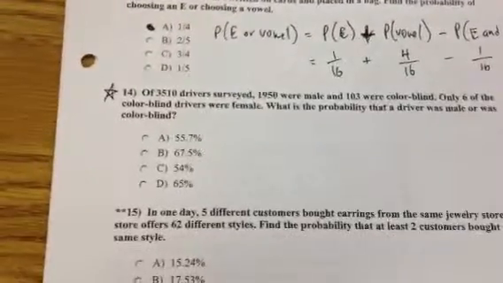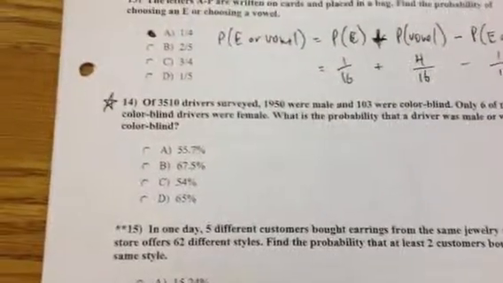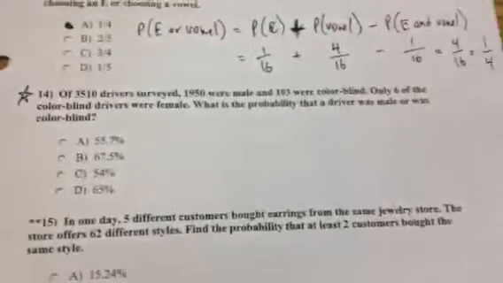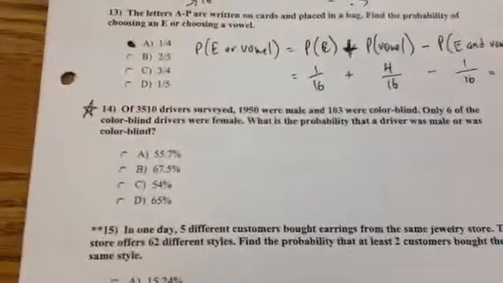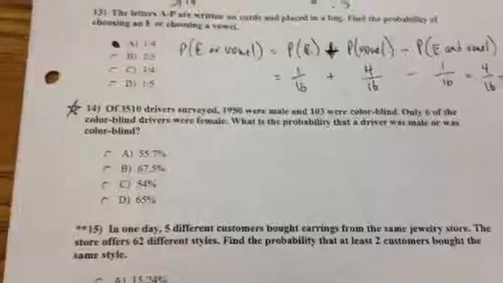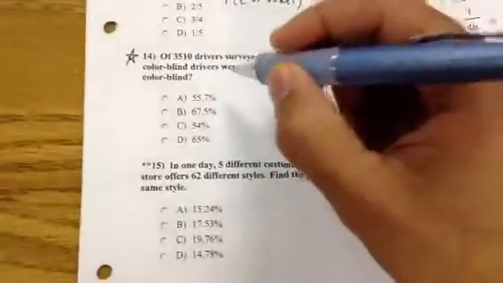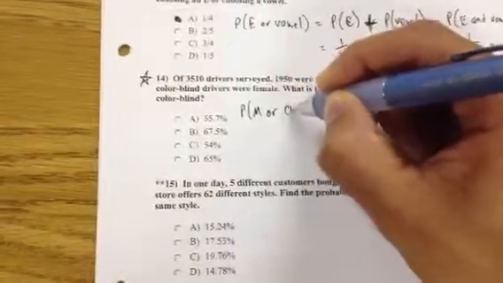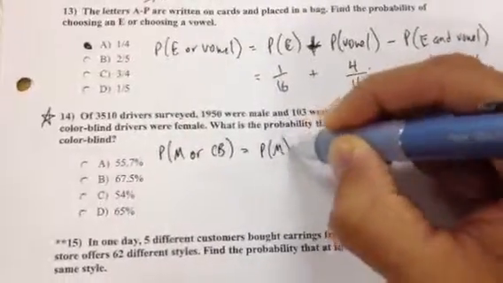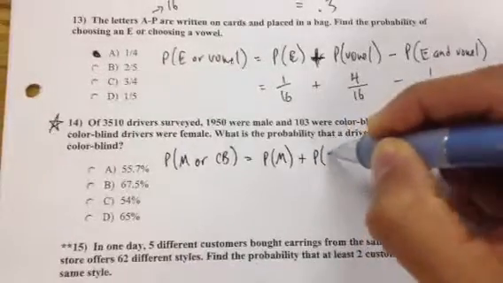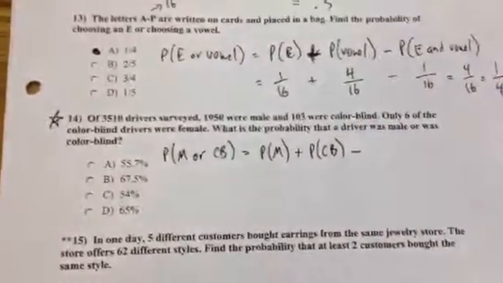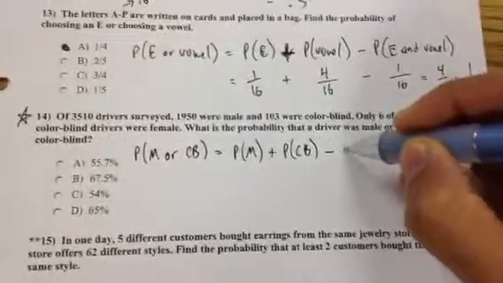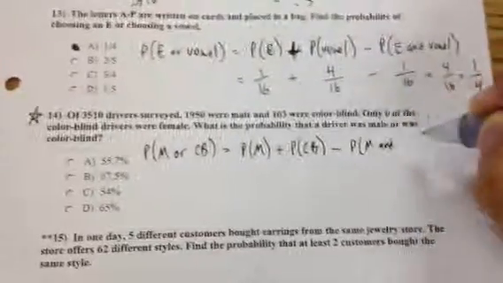Of the 3,510 drivers surveyed, 1,950 were male and 103 were colorblind. Only 6 of the colorblind drivers were female. What is the probability that a driver was male or was colorblind? So we have the probability of male or colorblind. That's going to be equal to the probability of the driver being male plus the probability that they're colorblind, minus out any overlap, which in this case there will be, male and colorblind.